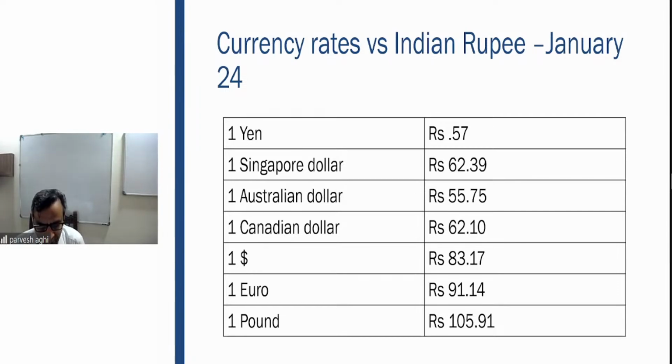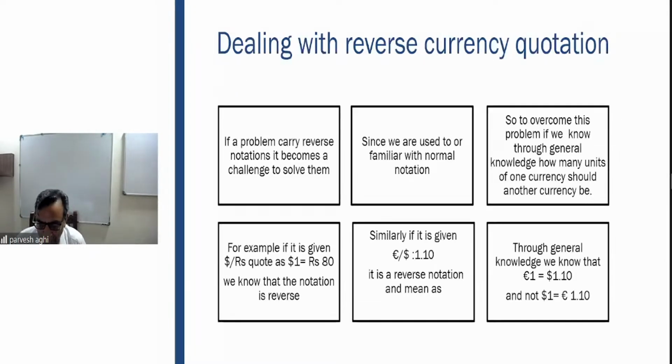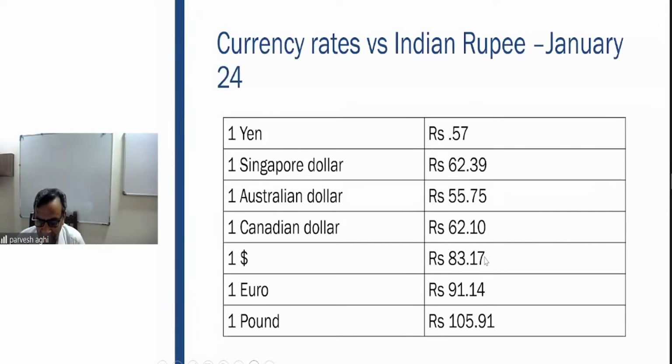Which is the costliest currency today? Pound, 105. Second, euro. Then dollar. So the dollar is 83 and euro is how much? 91. So if you look at the last box, 1 euro is equal to 1.1. So this is right. In 1 euro, you have more dollars, because the dollar is 83 and euro is 91. So if you have 1 euro, you will get more dollars, isn't it?